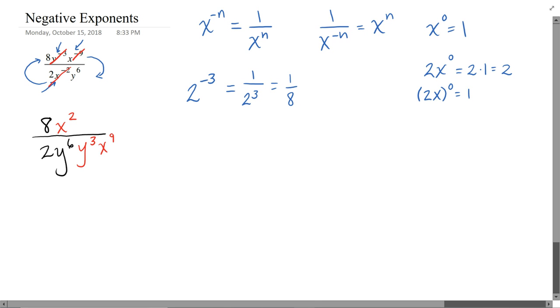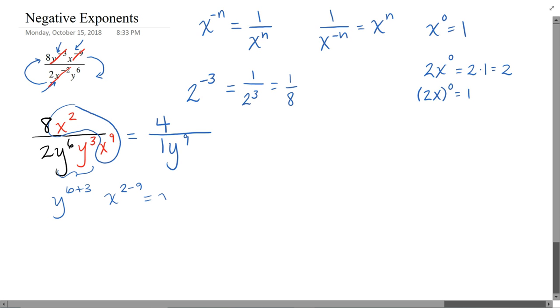I have 8 over 2, which can reduce by 2 to be 4 over 1. I'll use 1 as a placeholder. In the denominator, I have y to the 6th and y to the 3rd. These two together, I can use the multiplication property to say y to the 6th plus 3, which is y to the 9th. With the x's, I'm going to use the subtraction rule, or the quotient rule, where I have x to the 2 minus 9. That leaves me with x to the negative 7th in the numerator.